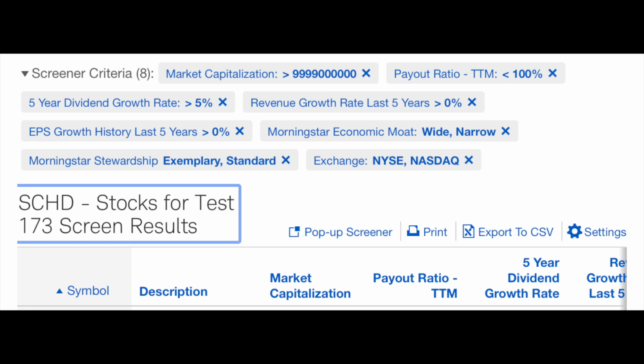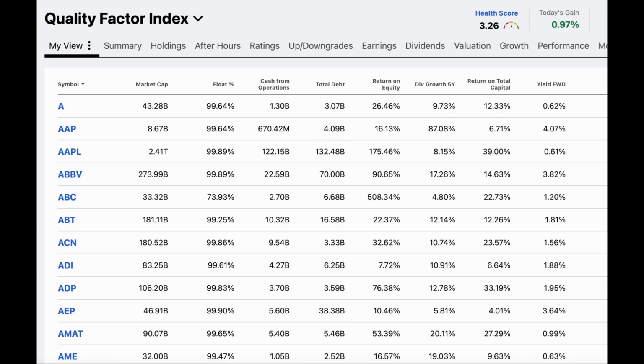I know on the screen you are seeing 173 results, but when I pulled this screener at the end of October, it actually included 174 unique dividend growth stocks. This was my starting universe of stocks. I then headed over to Seeking Alpha and created a portfolio that included all of these companies. Then I exported the following data points: the current market cap, the float percentage, cash from operations, total debt, the 5-year dividend growth rate, the return on capital, and the forward dividend yield.